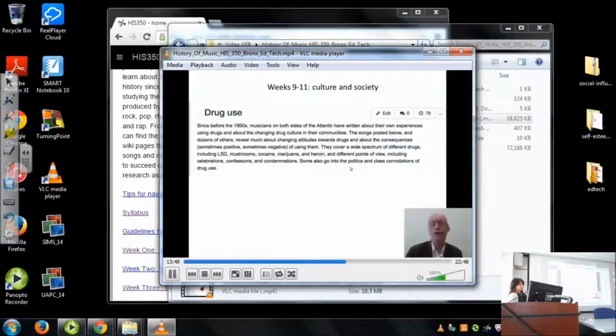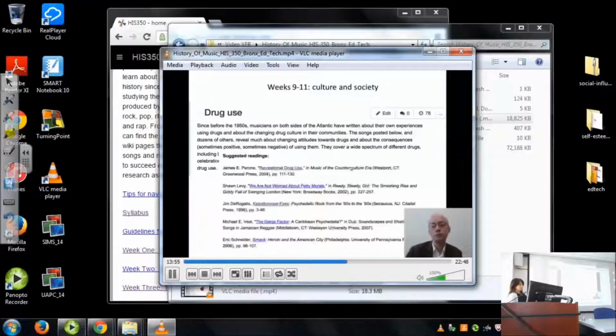Just to take drug use as an example, I give a general overview of what I cover in this unit. I provide suggested readings, all of which are available as PDF files online on the wiki site directly. So there's no going back into Blackboard or anything. They just click the link and they're into the PDF.